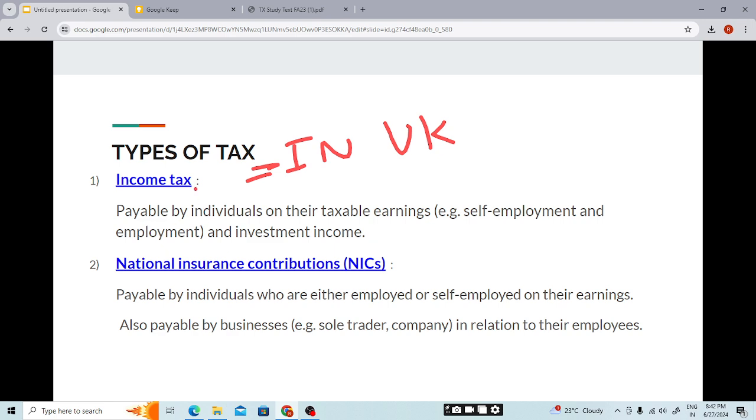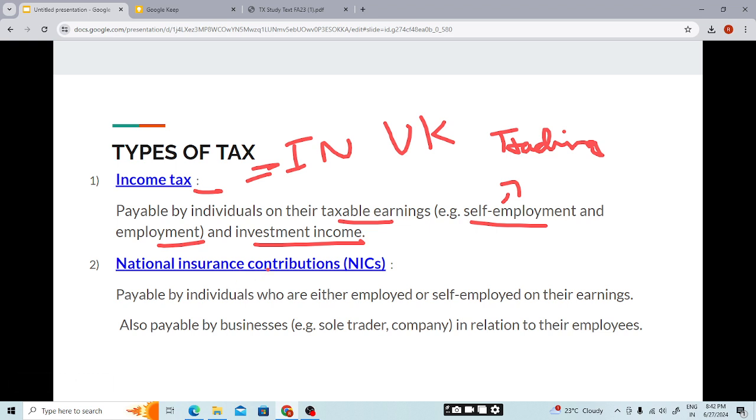The first one is income tax, payable by individuals on their taxable earnings. Examples: employment income, self-employment income. Self-employment means trading income, where he is doing some trading or running a small shop or doing some small business. And investment income. Income tax is payable by individuals.